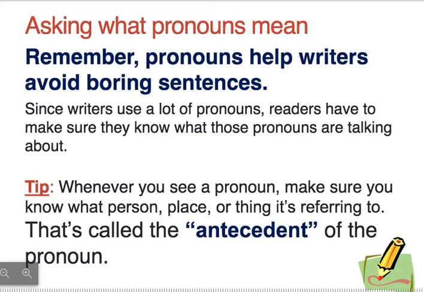Pronouns help writers avoid boring sentences, but because of that, we use a lot of pronouns in our writing. So it's very important that we know what those pronouns are talking about. Whenever you see a pronoun, make sure you know what person, place, or thing it's referring to. If you don't know who or what the pronoun is talking about, it makes the sentence very confusing. Who or what the pronoun is referring to is called the antecedent of the pronoun.